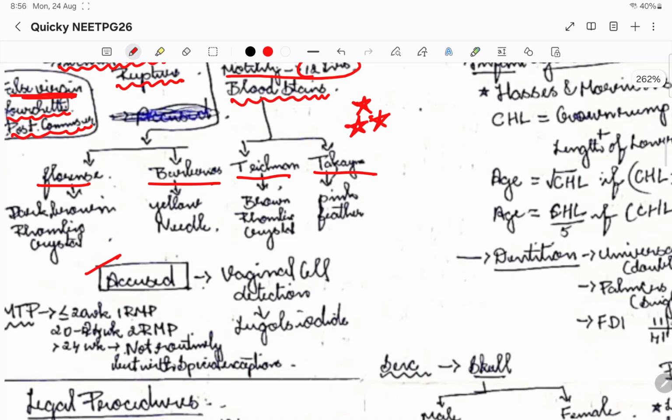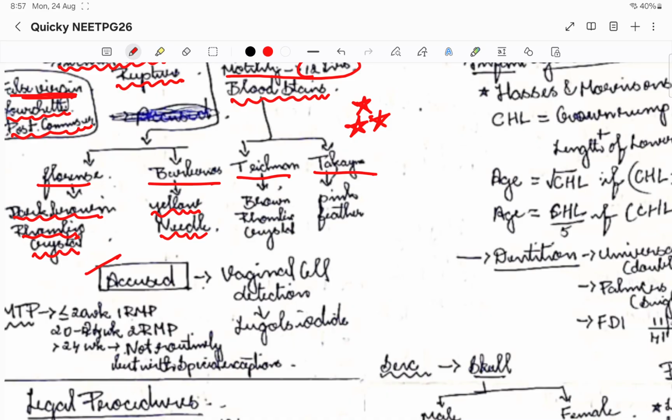In Florence test, the observation will be dark brown rhombic crystals, whereas for Barberio's test it is going to be yellow needle shaped crystals. Please go to Google and get the images of Florence test, Barberio's test and all four tests. Please know the difference before entering the exam hall.